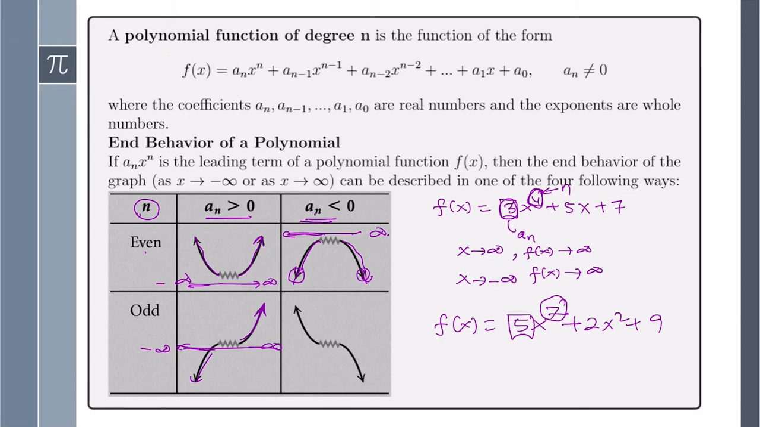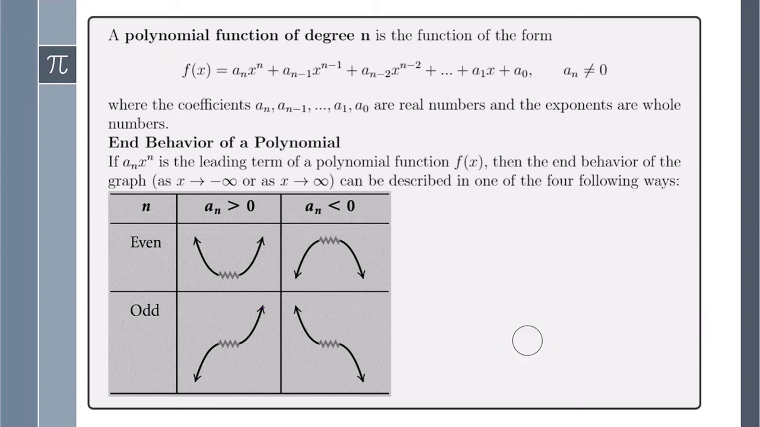When the degree is odd and the leading coefficient is negative, it's the other way. So when x goes to infinity, the function goes to negative infinity. And when x goes to negative infinity, the function goes to infinity. So that's what this chart tells us. It is very helpful when we are graphing a function, and this gives us a lot of information. We'll be using this here.